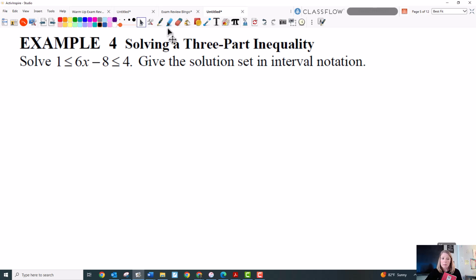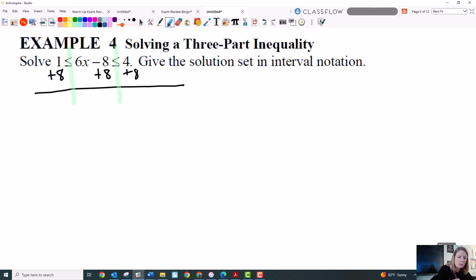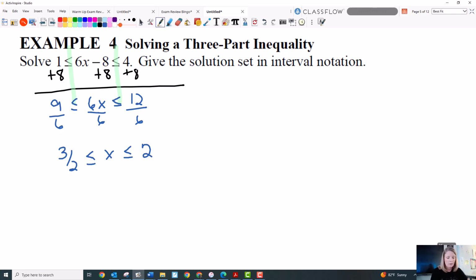And now we're solving a 3-part inequality. You just treat it the same, like the x is being multiplied by 6 and subtracted by 8. So you would add 8 all the way across. It's kind of like you've got 2 divider lines. So that's 9 is less than or equal to 6x is less than or equal to 12. And then how do you get rid of multiply by 6? You divide by 6, divide by 6, divide by 6. So that's 3/2 is less than or equal to x is less than or equal to 2. Now, if the x is in the middle, you just put bracket, bracket, 3/2, comma, 2.